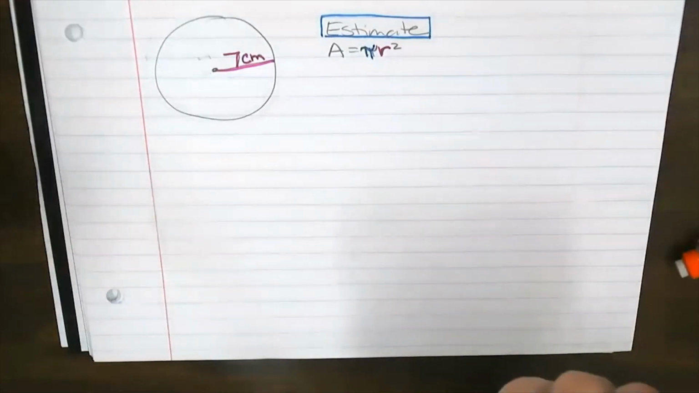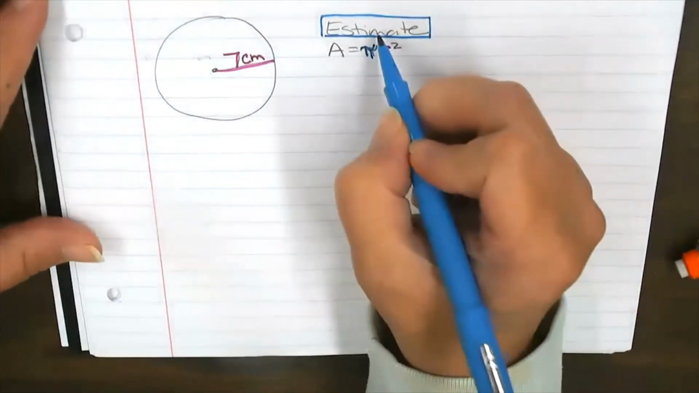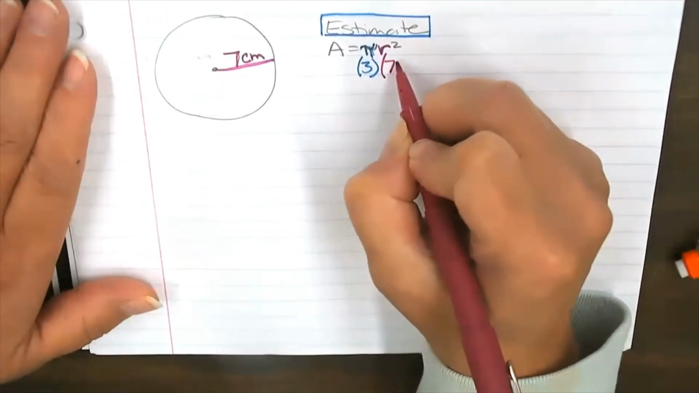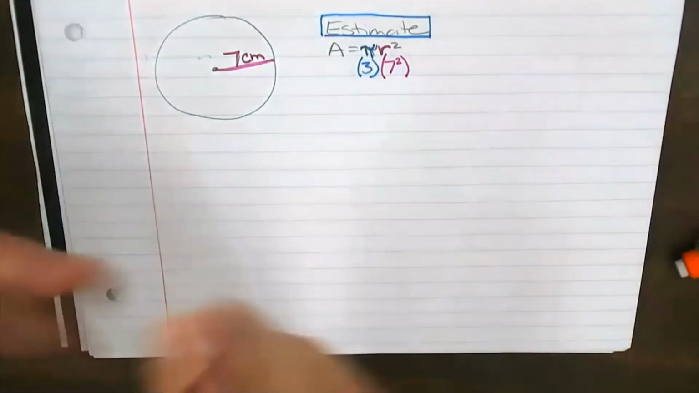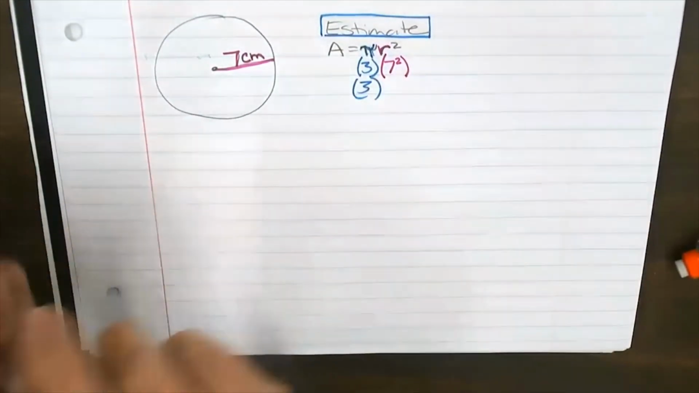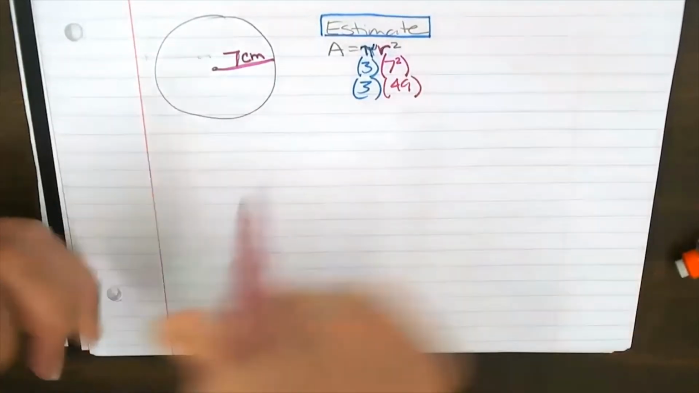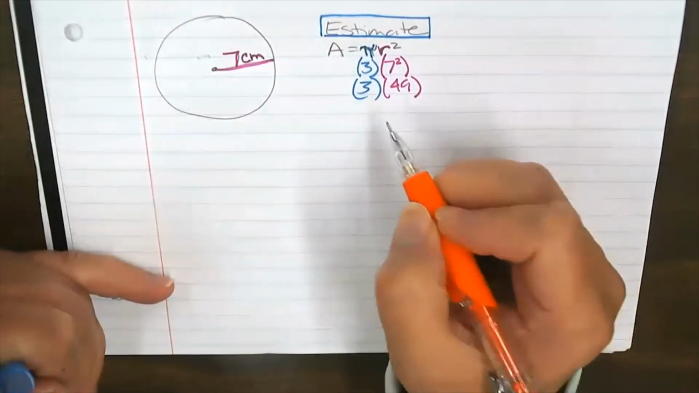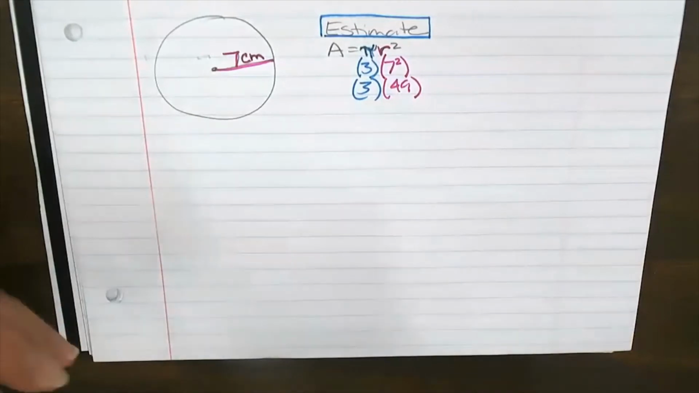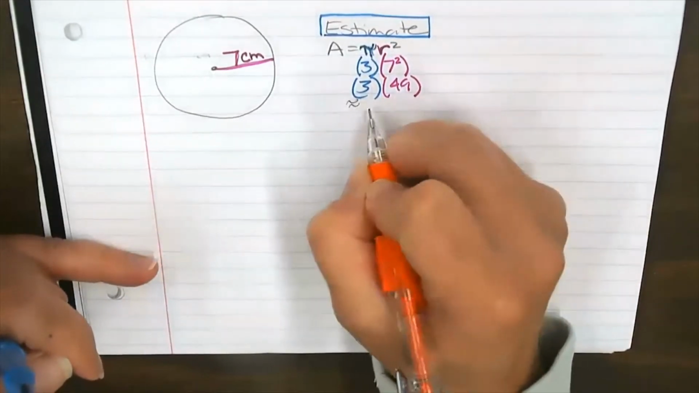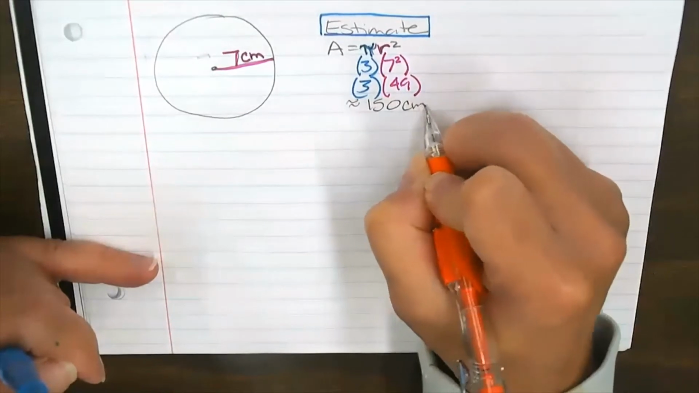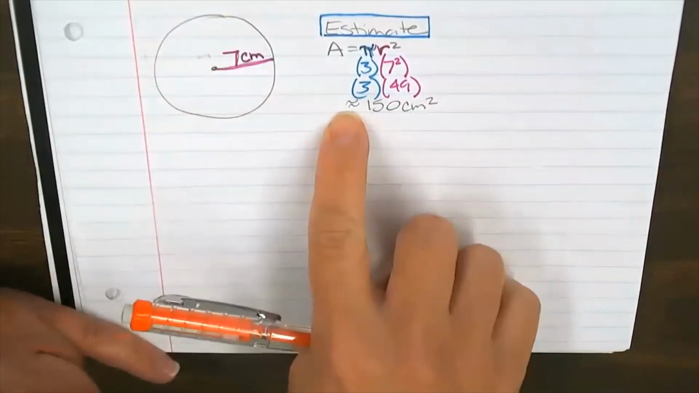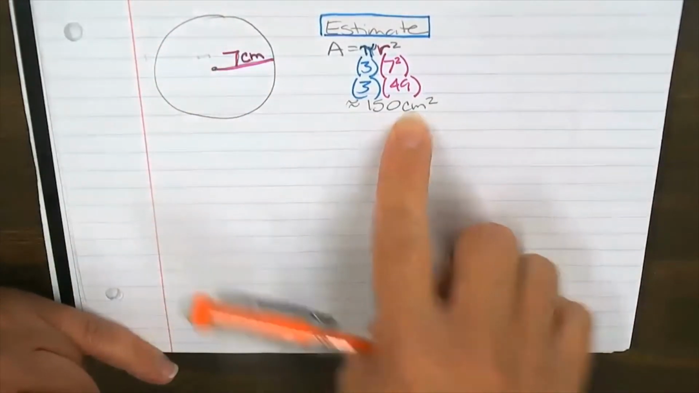Now to estimate, I'm going to estimate pi to be about 3. 3 is easier to work with than 3.14. So I'm estimating pi to be 3. My radius is 7 squared. So we have 3, 7 times 7 is 49, and I'm going to round this 49 to 50 because 50 is easier to work with. I can do it in my head. So 3 times 50 is 150 centimeters squared. So this is my estimate. The area in this circle is about 150 centimeters squared.